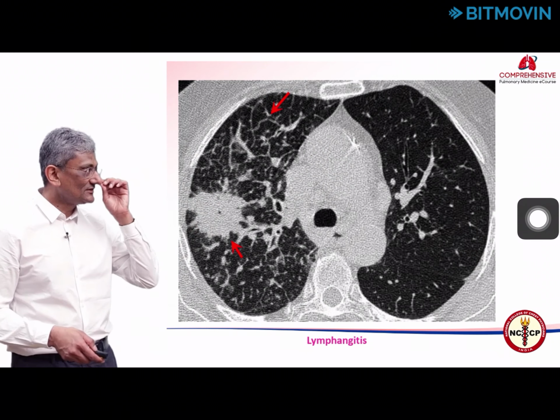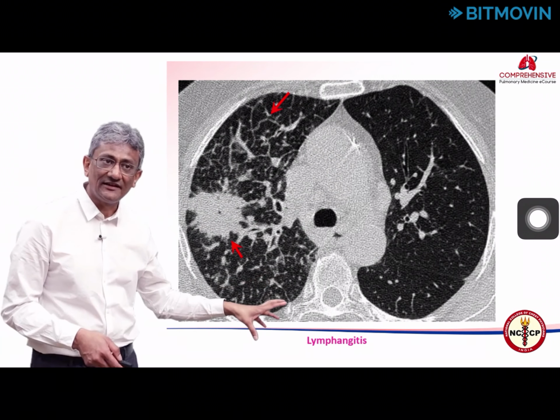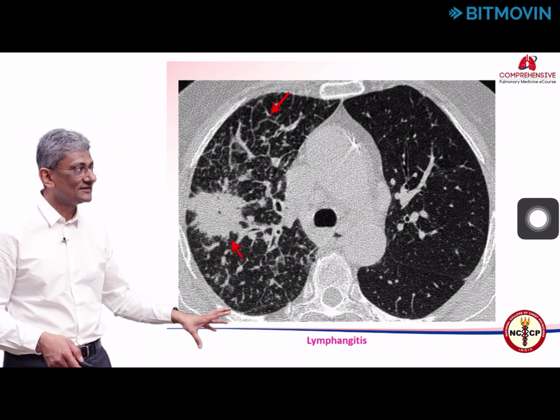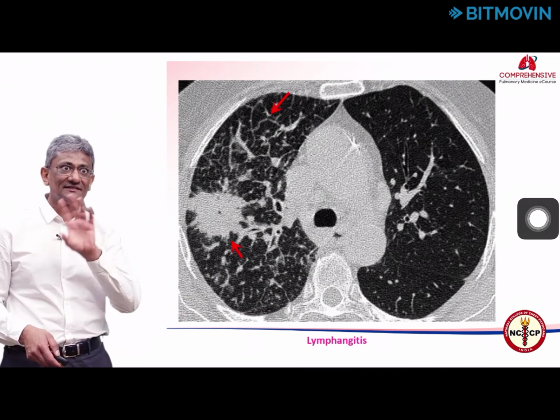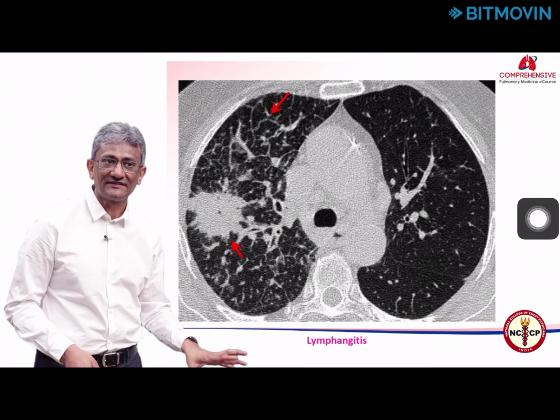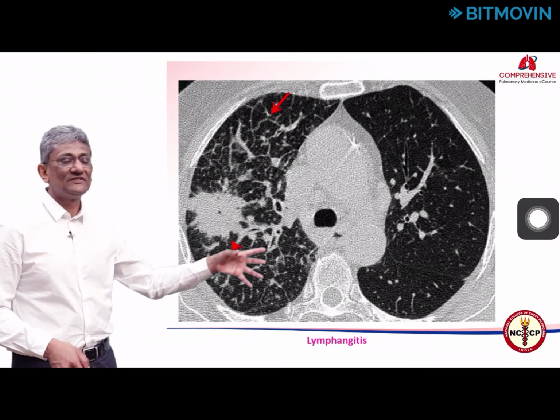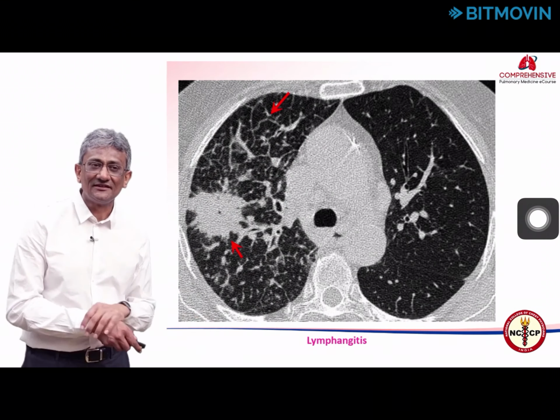This is a patient who has a mass in the right upper lobe, and then there is septal thickening seen in the rest of the lobe. This septal thickening is characteristic of lymphangitis carcinomatosis, and you see that with a primary in the lung itself.